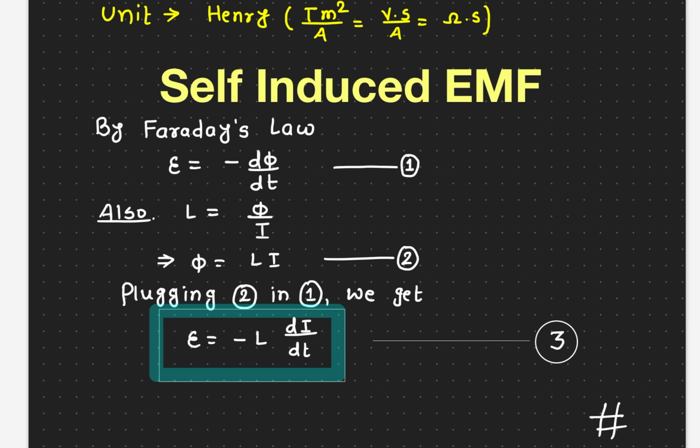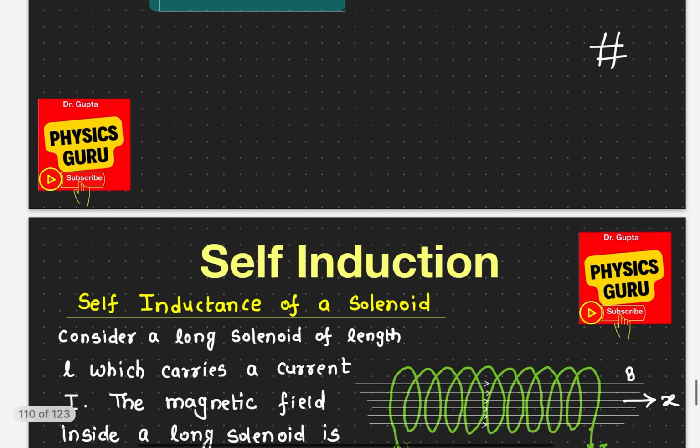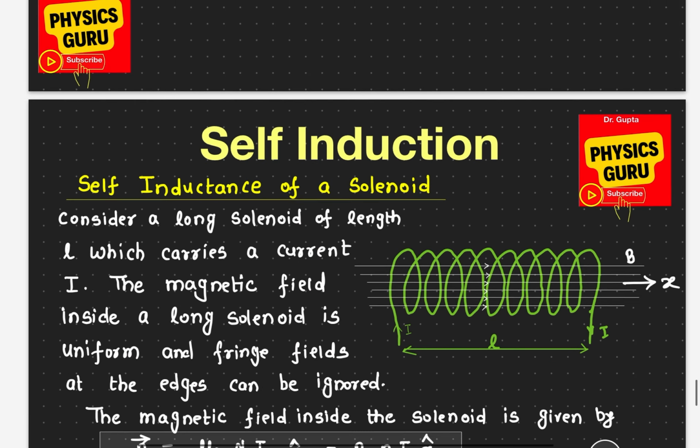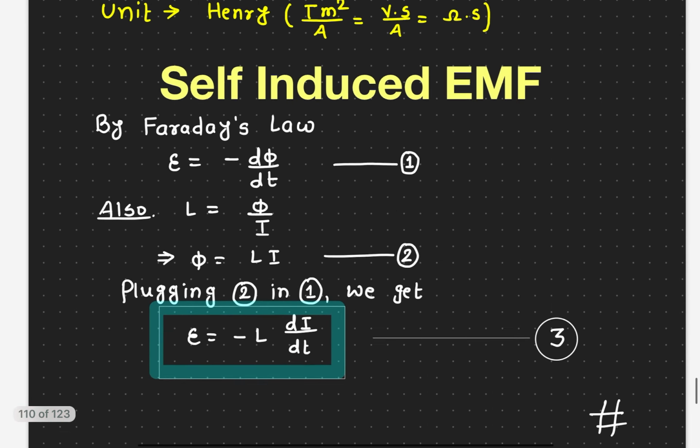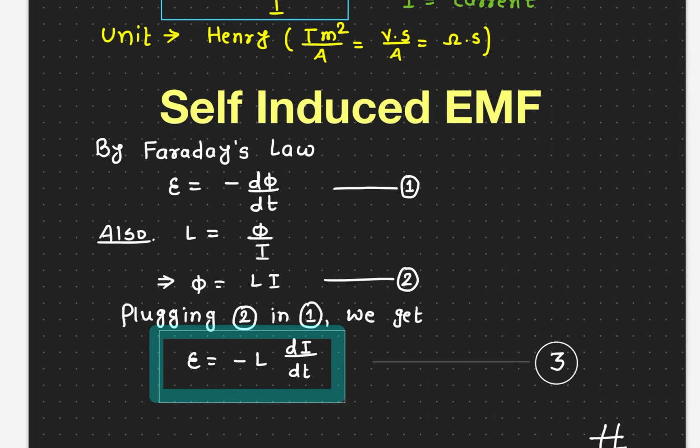Remember that equation. So this is it for this video, and in the next video we're going to talk about the self-inductance of a solenoid, or how we're going to find out the value. Just for your understanding, this L, the self-inductance, does not depend upon the voltage source or the current passing through it. It is simply determined by the geometrical parameters.